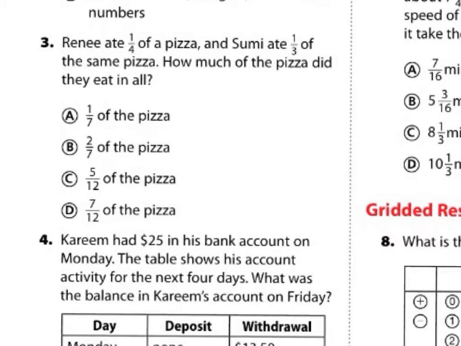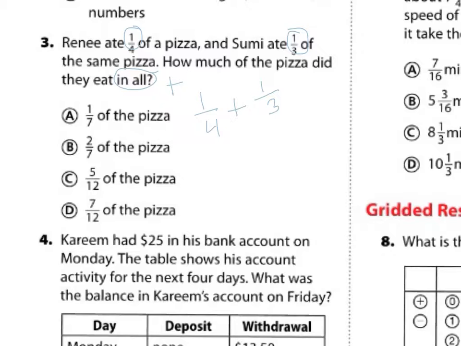Number 3. Renee ate 1/4 of a pizza and Sumi ate 1/3 of the same pizza. How much of the pizza did they eat in all? Your key words are in all. That means total, adding. So we're adding fractions. 1/4 plus 1/3.